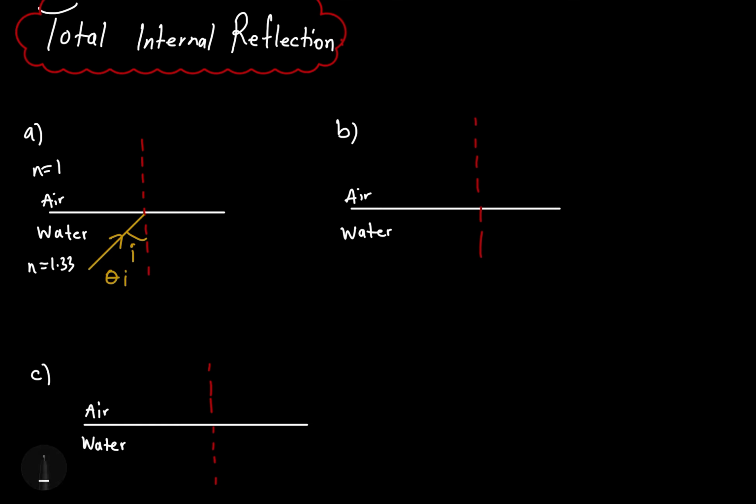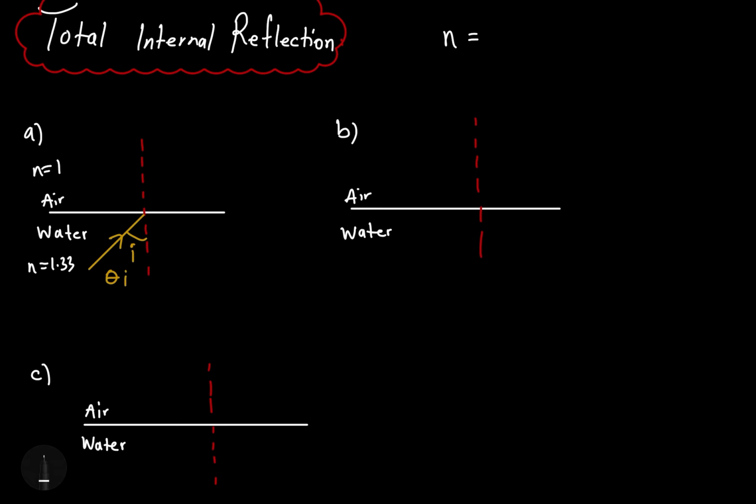I've prepared three diagrams for you where light is going from a more dense medium, such as water, into something that's less dense. As you can see, I've set the index of refraction for air as 1 and for water as 1.33. Now, if you don't know what the index of refraction is, it's just something that shows you how dense that material is. The higher it is, the denser the medium is, and the slower light travels in that medium.